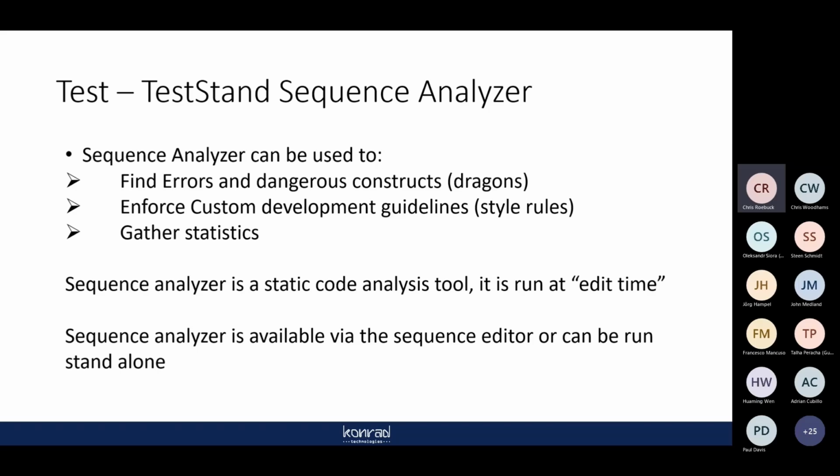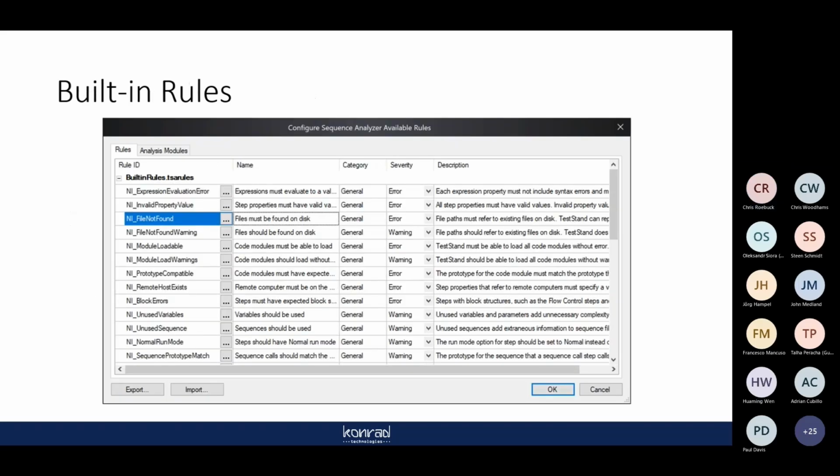It can also gather statistics. Sequence Analyzer is a static code analysis tool. It can be run at edit time. It's available via Sequence Editor, but it can be run standalone. It comes with some built-in rules, similar to VI Analyzer, with boxes that we can tick to select or deselect rules, but it comes with a number of built-in rules.